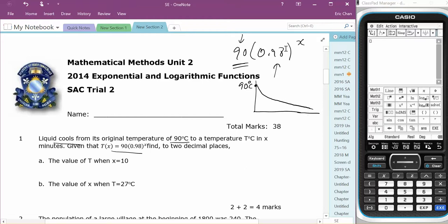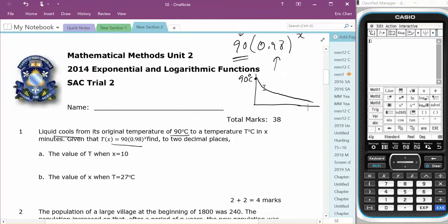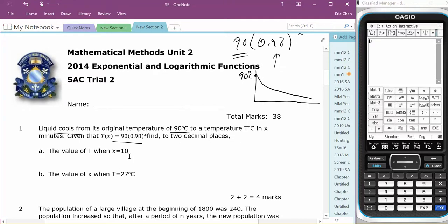So it's really important that you recognize if the base is greater than 1 and the index is obviously positive, then you've got a growth scenario. Here we've got a decay scenario, so it's decreasing by 2% every cycle, basically. Okay, so find the value of t when x equals 10. So this is just a plug-in exercise.